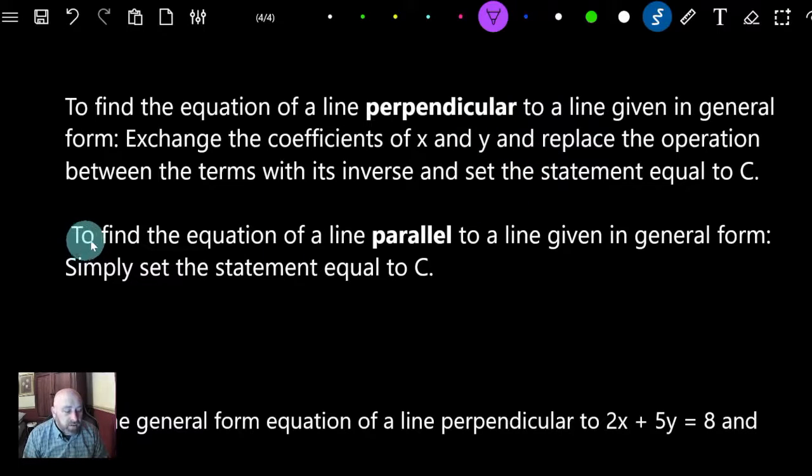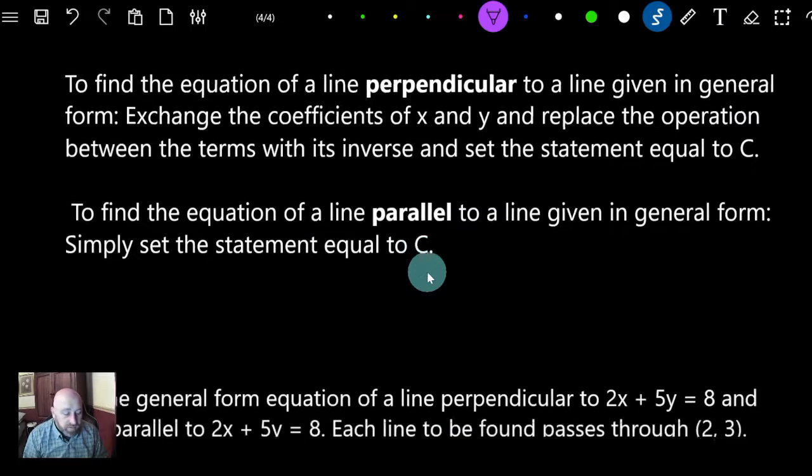The second thing here is to find an equation of a parallel line. This was perpendicular. This is parallel. How do we do that? Everything stays the same. Simply set the statement equal to c. That's all we need to do. So it was equal to whatever it was. Now it's equal to c.